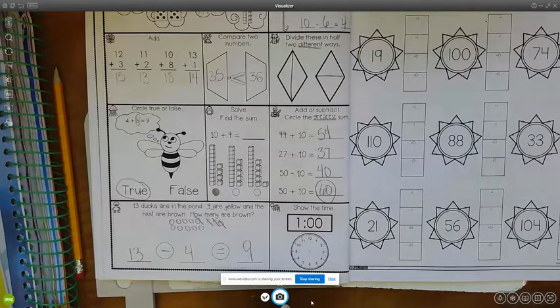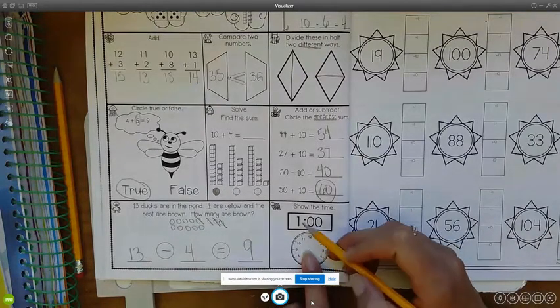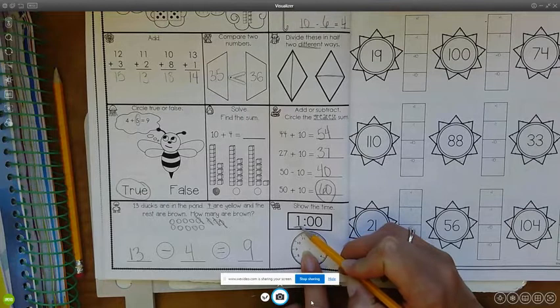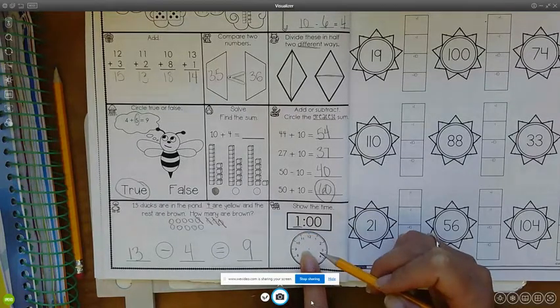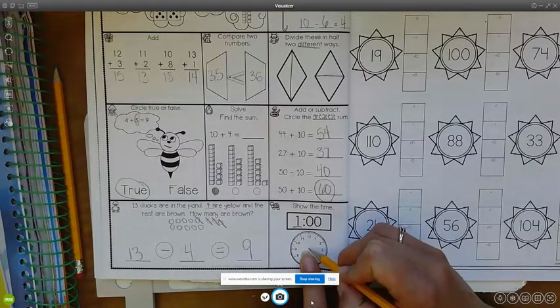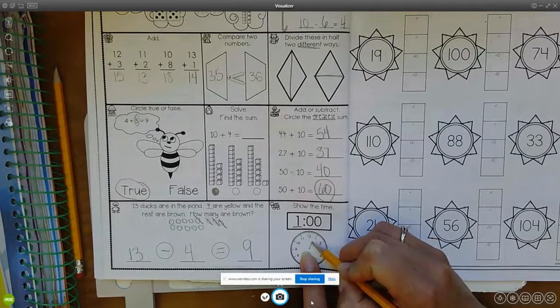My hour hand short. So I'm going to remember to make this a short hand. I know this is my hour. It comes first in my time on my digital clock as well. So I'm going to make a short hand that points to the 1.